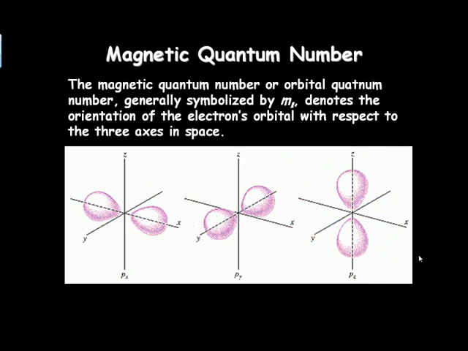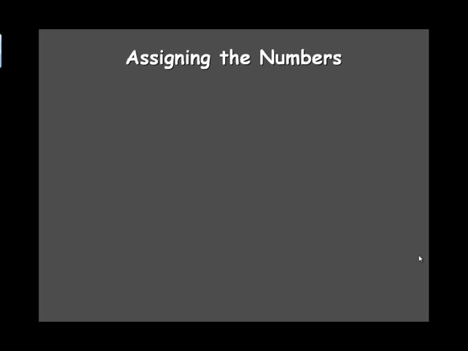Now, the magnetic quantum number, also known as the orbital quantum number, determines the orientation of the electron's orbital with respect to the x, y, and z axis. So if we look at the diagram here, in the first portion of the diagram, the px, that's the orbital oriented around the x-axis. The second one is the orbital oriented around the y-axis, and the third is the orbital oriented around the z-axis. If you put all 3 of these together, you have the P sublevel. There would be then 2 electrons residing in each one of these orbitals. So 2 electrons in each, you have a total of 6 electrons in P.